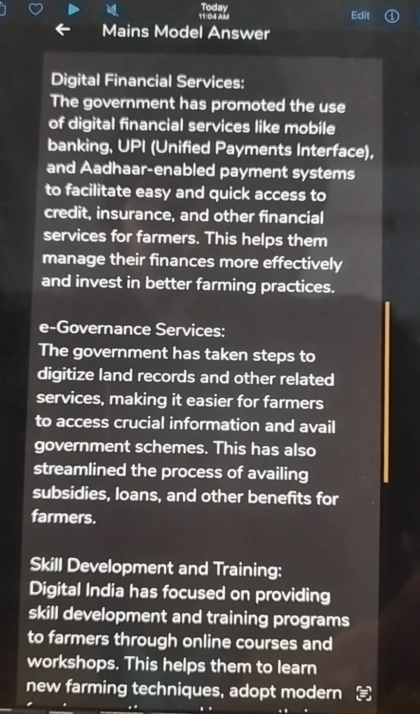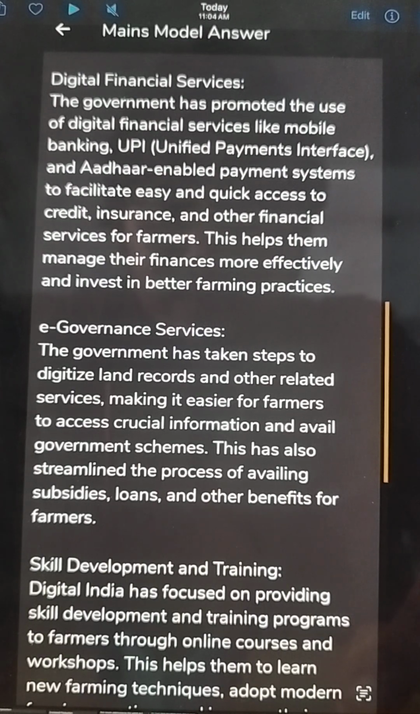Then comes e-governance services. The government has taken steps to digitize land records and other related services, making it easier for farmers to access crucial information and avail government schemes. This has also streamlined the process of availing subsidies, loans, and other benefits for farmers.